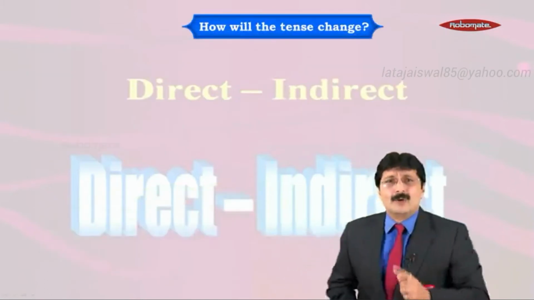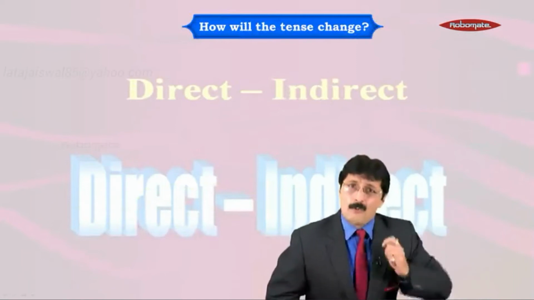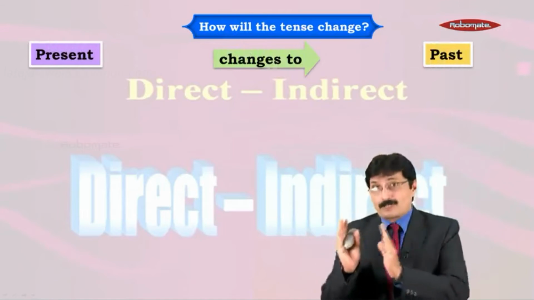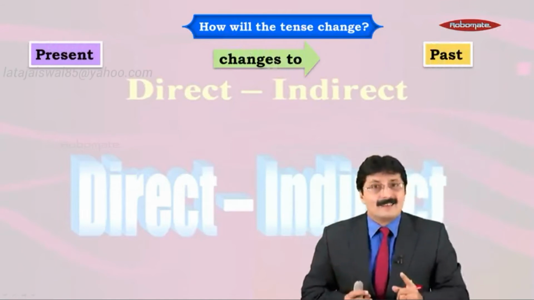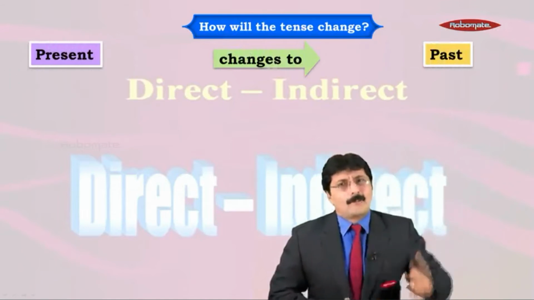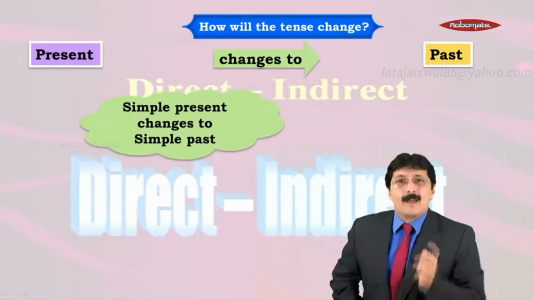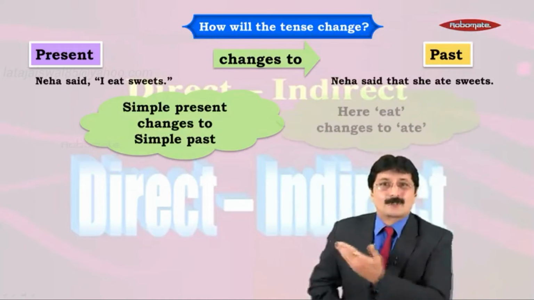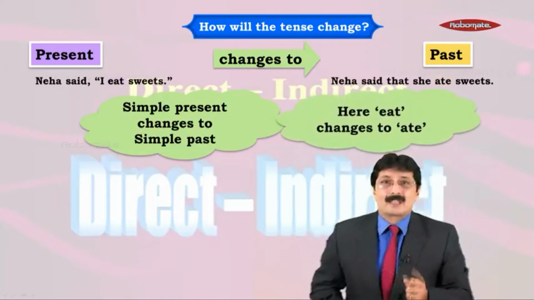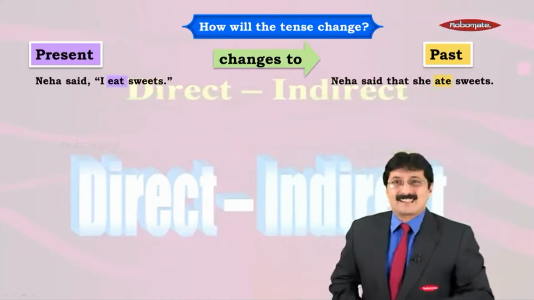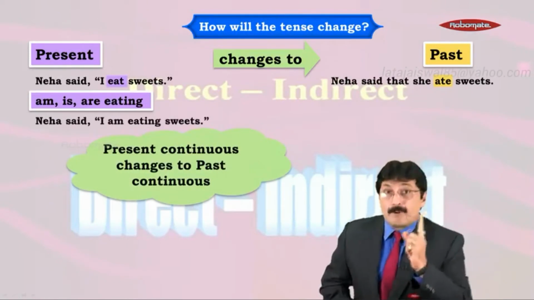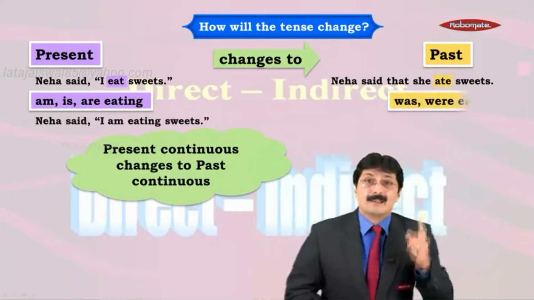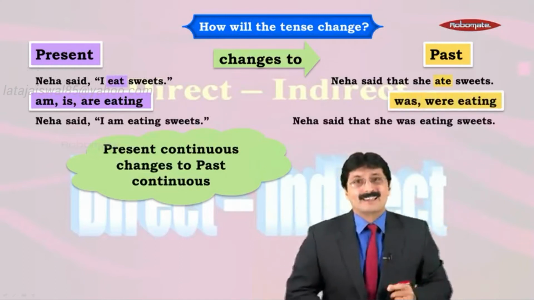Moving on, continuing with how will the tense change. Now, if the reporting verb is in the past, then how will the tense of the reported verb change? Very, very simple. Present changes to past. Simple present becomes simple past. As you can clearly see, eat becomes ate. Fantastic. Next sentence. Present continuous will change to past continuous. Am eating became was eating.